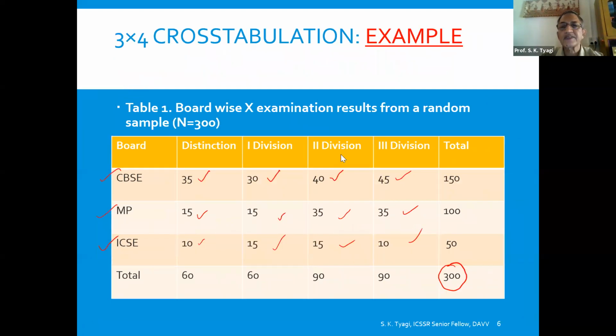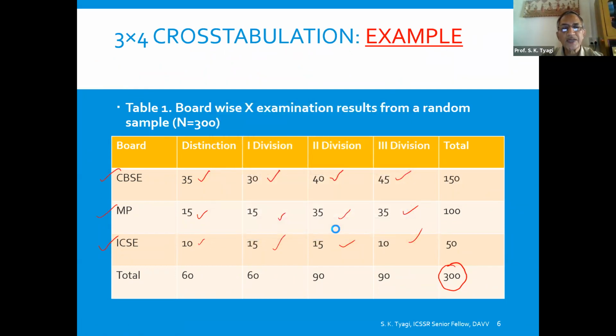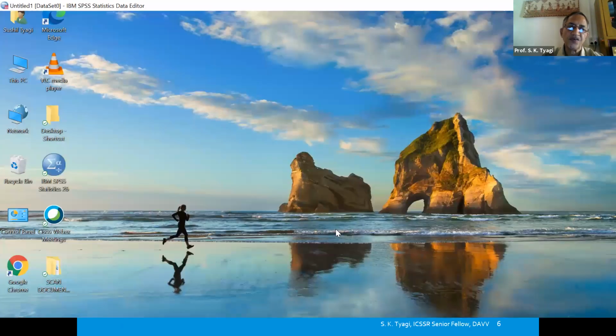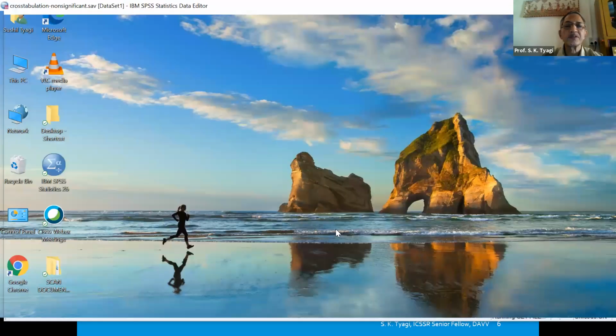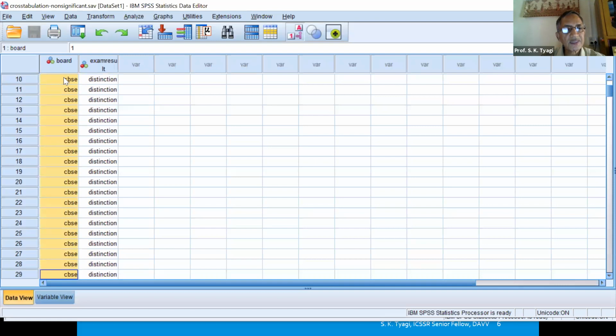But in SPSS, as you saw yesterday, let me go to the example and we will get the output of the chi-square test. I have entered this data. Yesterday I explained how the data is entered in case of a contingency table or this cross tabulation. So we have, see, these are CBSE students. How many? 150. 150 are CBSE students.